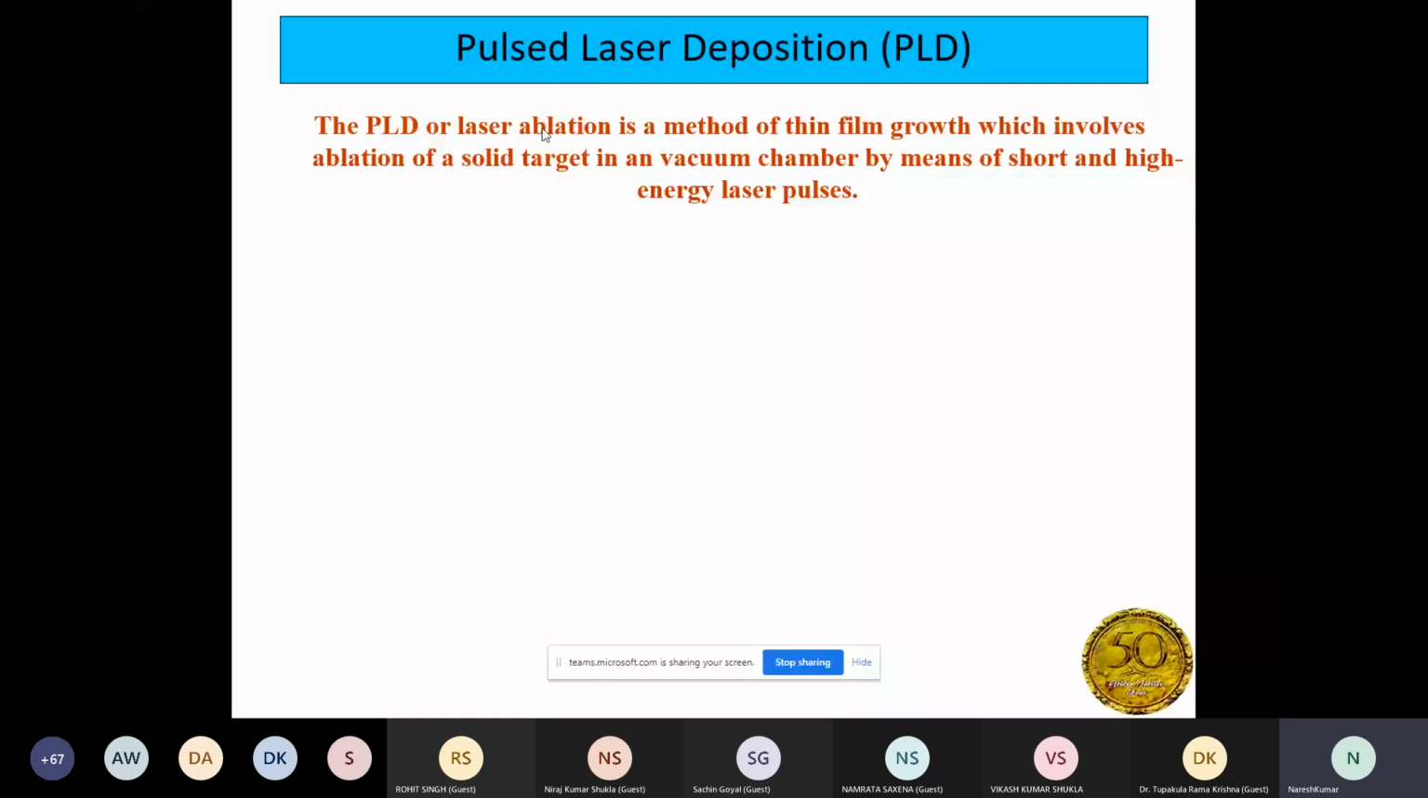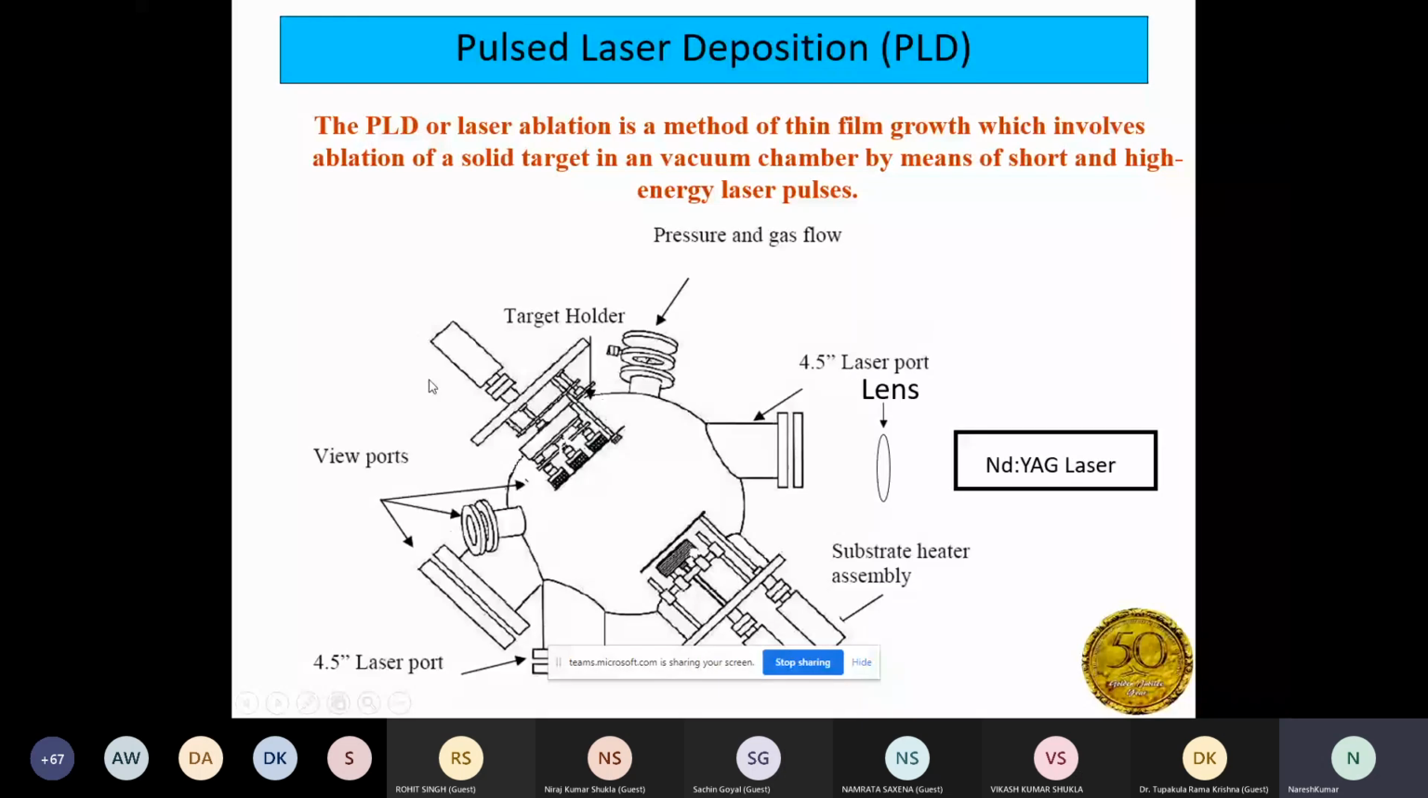That plasma will finally expand and sit at the surface of the substrate, and you will have a film of the material grown. So that's a schematic. Let's say this is the chamber, and in this chamber these are 1, 2, 3, basically ports where you can hold a target.